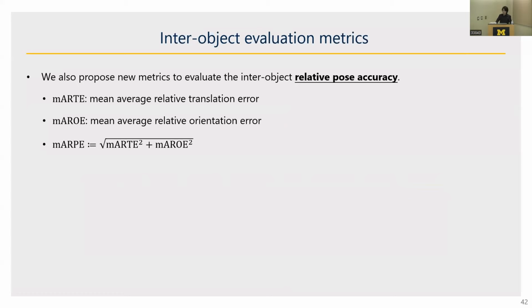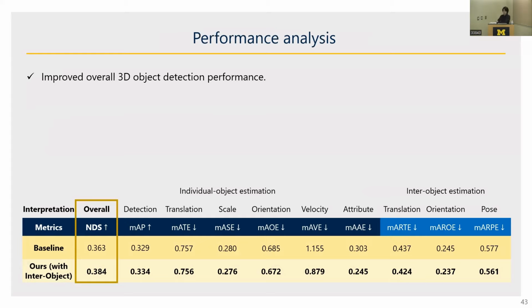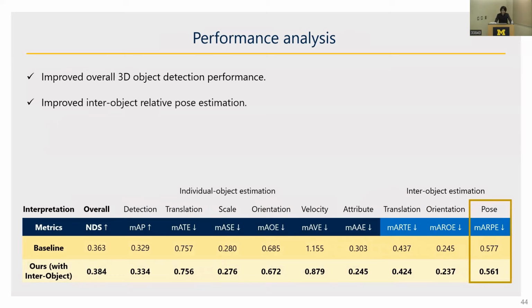So here is the full view of the performance metrics table. The light blue ones, the last 3 columns, are for the inter-object estimation. Now we can analyze our performance with this table. First, our method achieved overall improved 3D object detection performance as shown in this NDS score. And then we achieved better inter-object relative pose estimation compared with the baseline, as shown in this MARPE score and also this TE and OE scores.